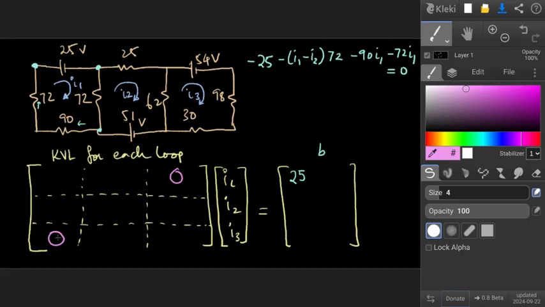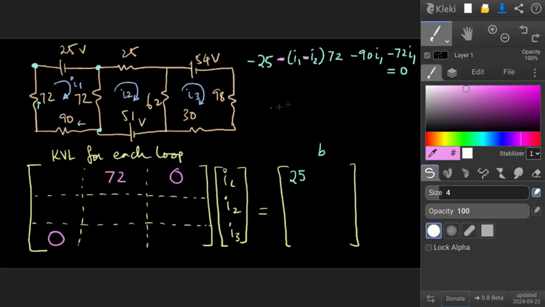Which are the elements that are common between 1 and 2? The 72 is common between loop 1 and loop 2. So that will come here. The question is whether it will be plus or minus. Here, if you see, this minus gets multiplied with this minus and becomes plus for the I2 term. Whereas this 72 is going to multiply with I2 in the matrix multiplication. That is why it is plus.